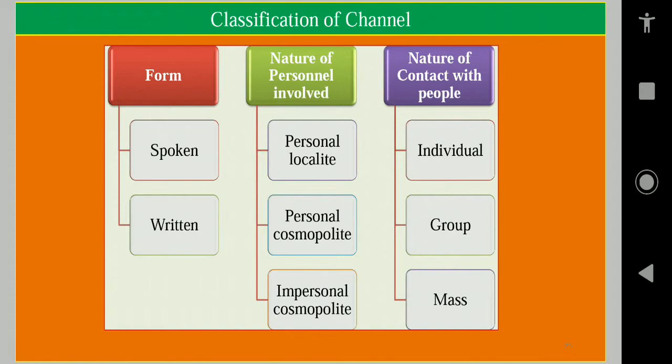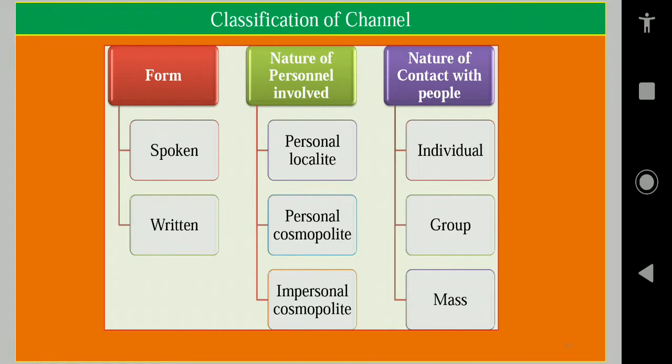Then personal cosmopolite. Personal means a person, but not from the local area, from outside the social system of the receiver, that is your extension agent. Personal cosmopolite is the channel of communication from outside the social system of the receiver. Okay, remember this one: personal localite is the channel from the receiver's own social system, and personal cosmopolite is from outside the social system of the receiver. They are the extension agent and various organizations, and are important in changing farmers from traditional to modern.